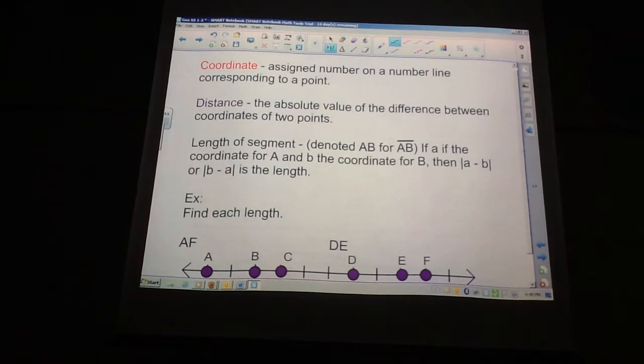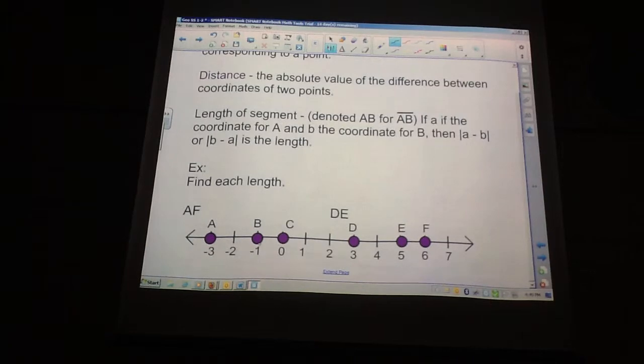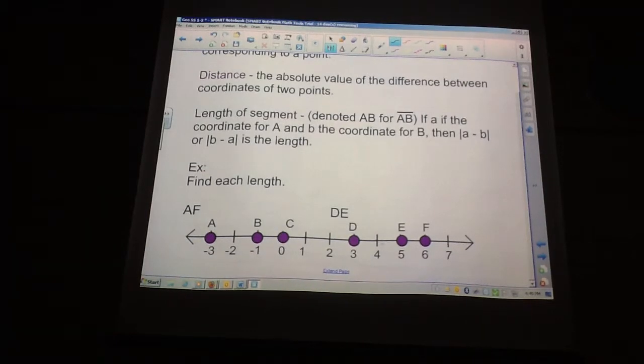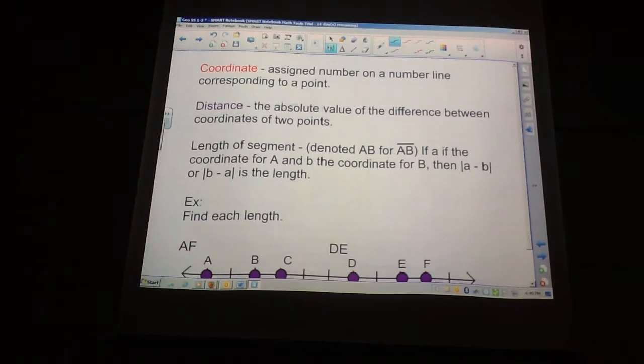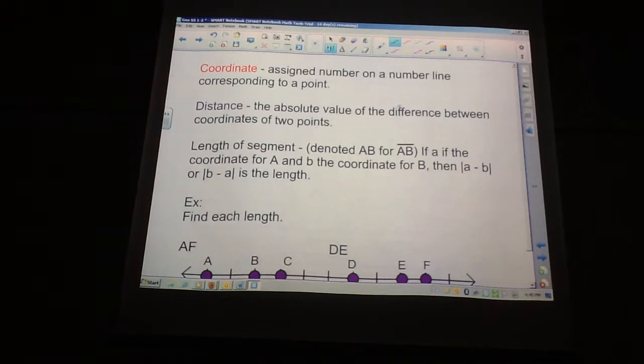B's coordinate down here, if we looked at B, would be at -1. And we're going to be finding distances, which is the absolute value of the difference between coordinates of 2 points. Difference, hopefully you recognize, is subtraction, so we're going to be subtracting the 2 coordinates and then taking the absolute value to find the distance. And it's summarized up right here underneath length of a segment.